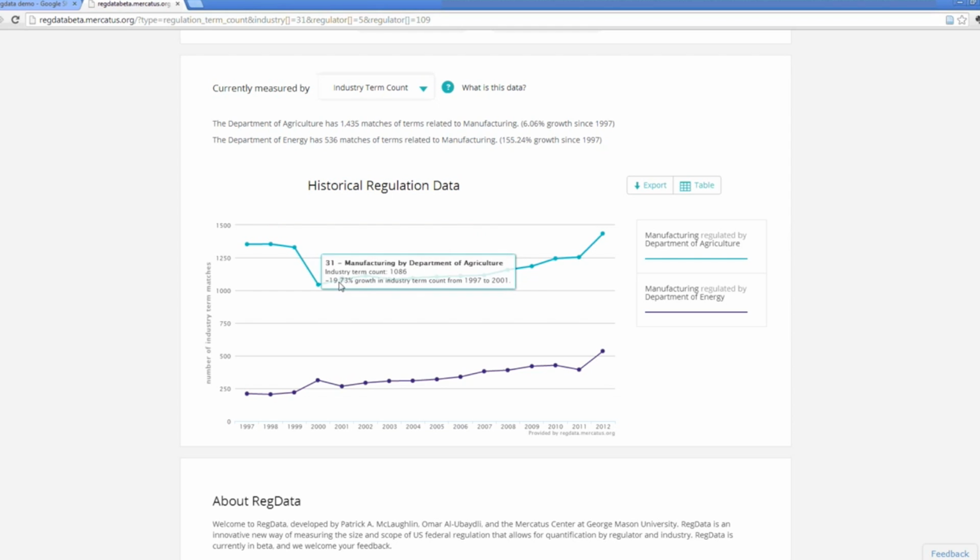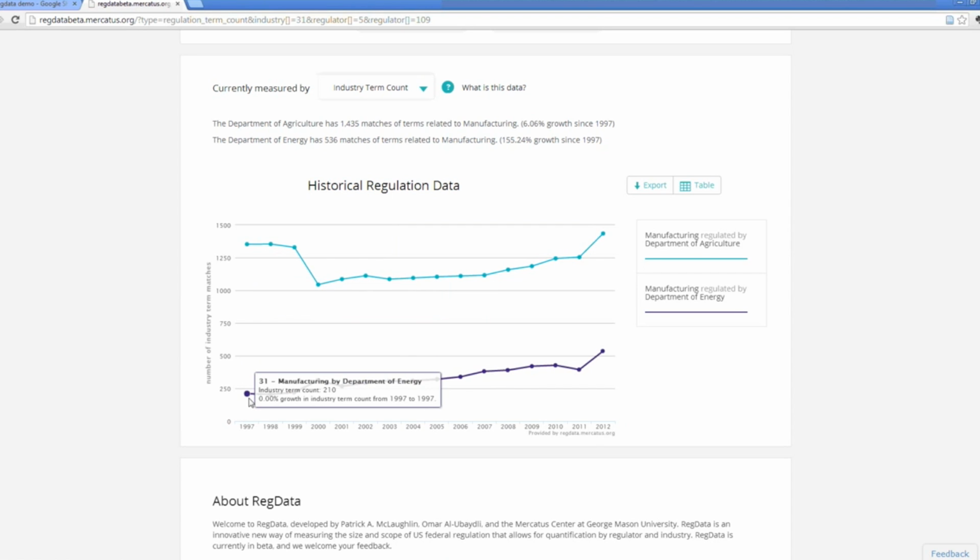The top one here is Department of Agriculture. And running along here, the bubble shows you the number of times manufacturing was found, 1,435 times in the year 2012 in Department of Agriculture's regulations. Department of Energy, 210 in 1997. It's growing faster than Department of Agriculture's did. And by the year 2012, there are 536 manufacturing-related keywords, search terms, found in the Department of Energy's text.